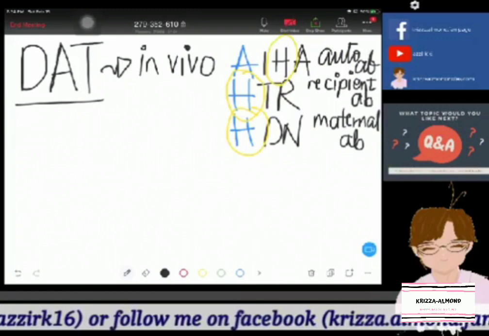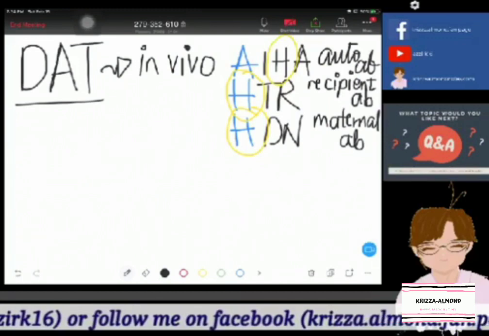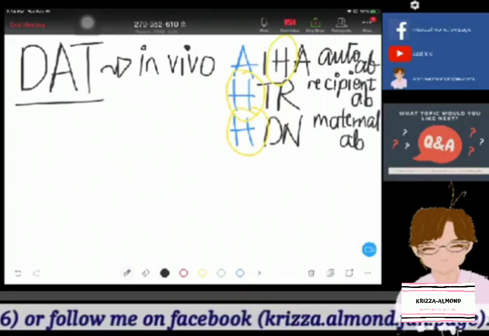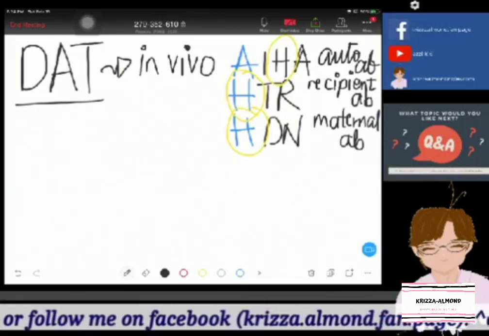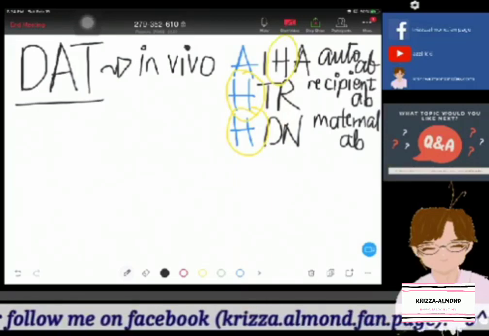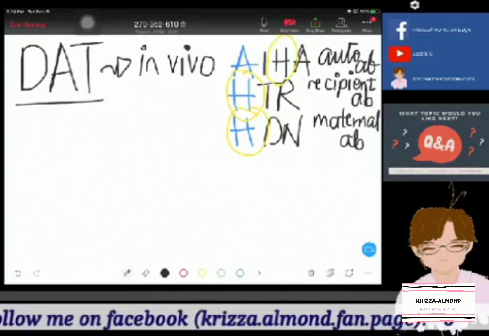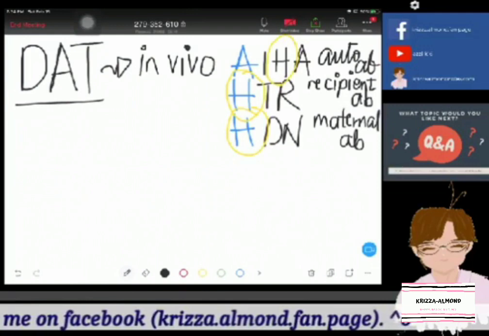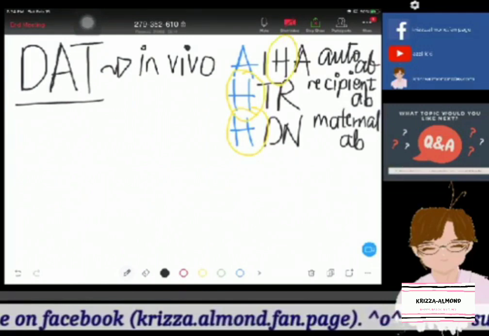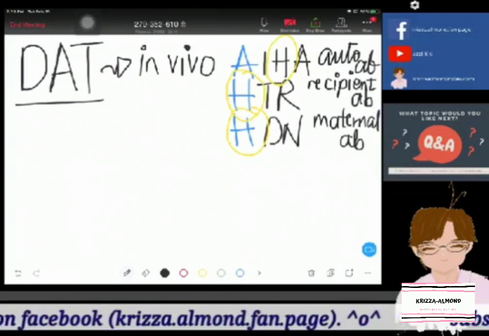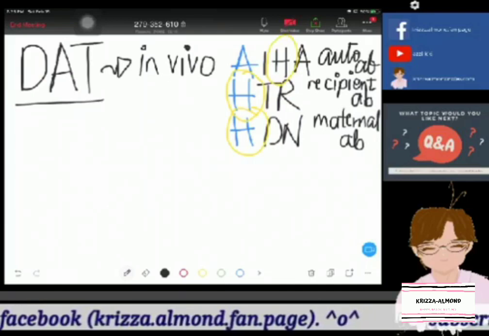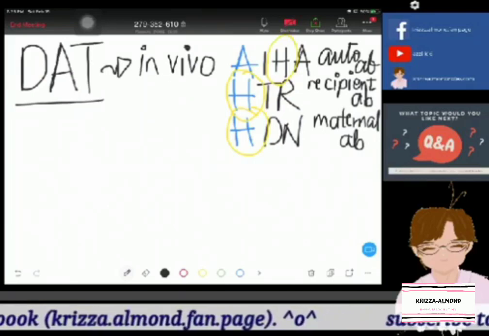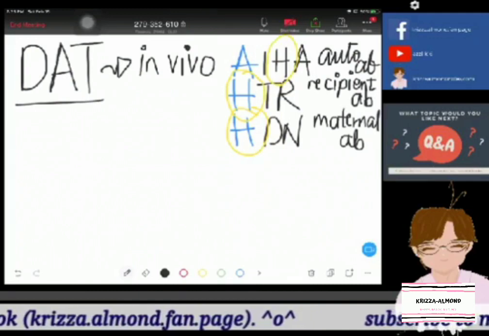Okay? So, sa tatlong conditions na to, may tatlong klase ng antibodies na madedetect. Again, sa autoimmune hemolytic anemia, that will be detecting the autoantibody coating the RBCs of the particular patient. Sa hemolytic transfusion reaction, the recipient antibody coating the donor RBCs. And sa HDN, the maternal antibodies coating our fetal or the newborn's red blood cells. Okay?